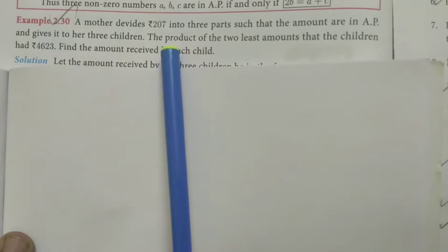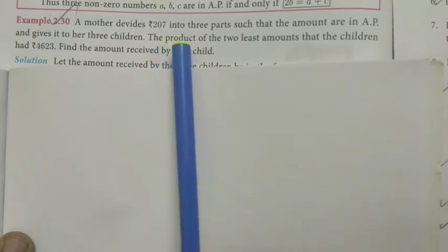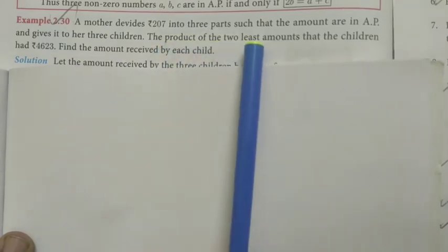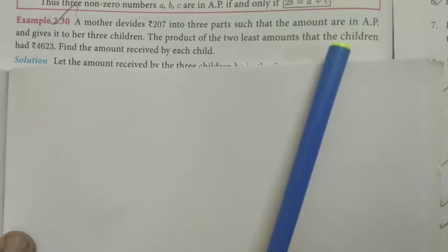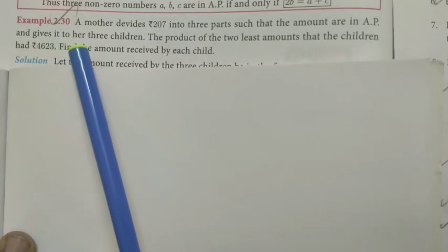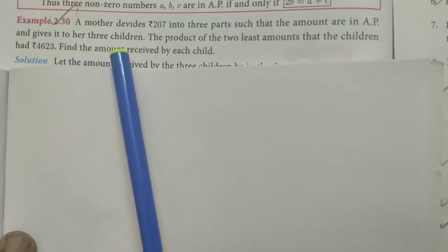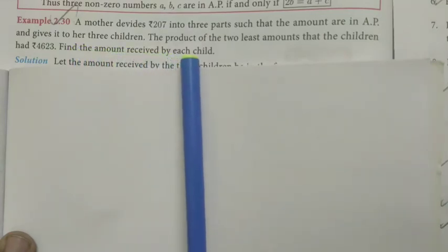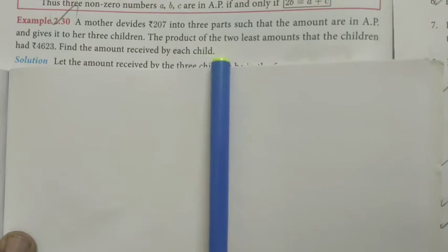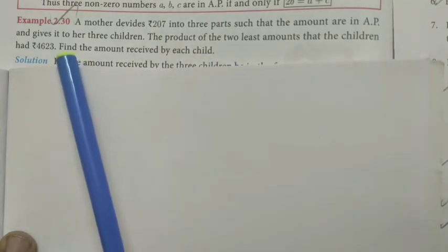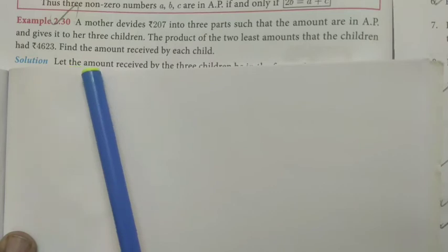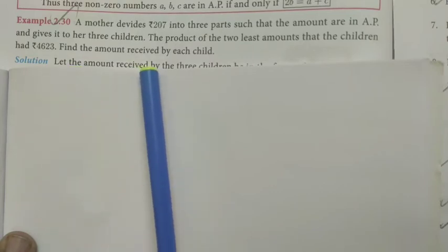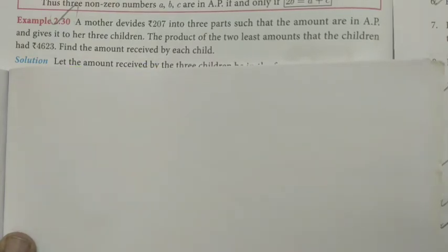A mother divides 207 rupees into 3 parts such that the amounts are in AP, right? The amount is given in the form of AP and she gives it to her 3 children. The product of the 2 least amounts that the children had is 4623. Find the amount received by each child. First we have to find out what the amounts are, right?